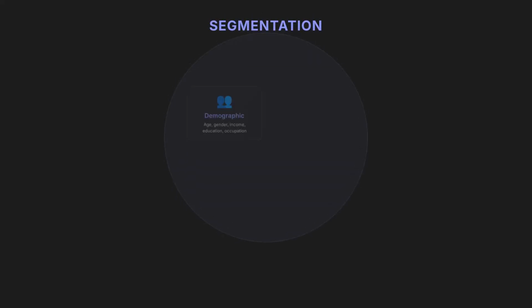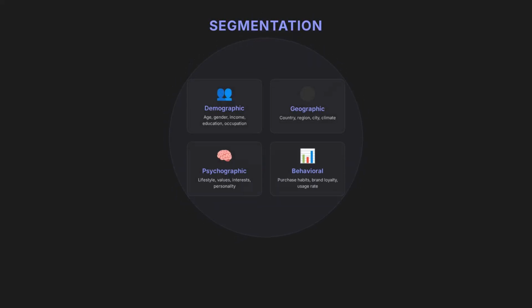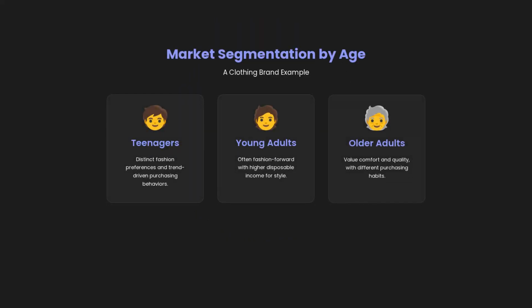First, let's talk about segmentation. This involves dividing the broader market into smaller, more manageable groups based on shared characteristics. Common segmentation criteria include demographic, geographic, psychographic, and behavioral factors. Example: a clothing brand might segment its market by age, distinguishing between teenagers, young adults, and older adults, each with different fashion preferences and purchasing behaviors.